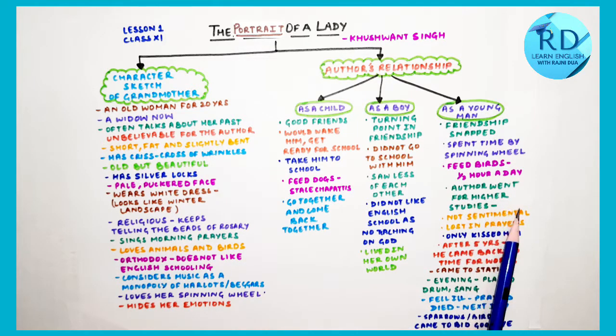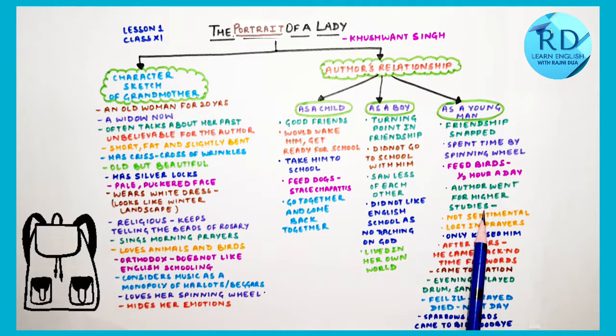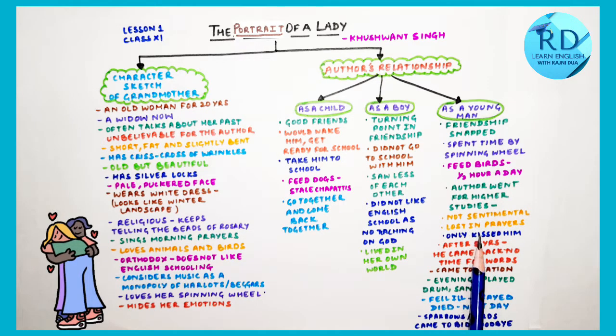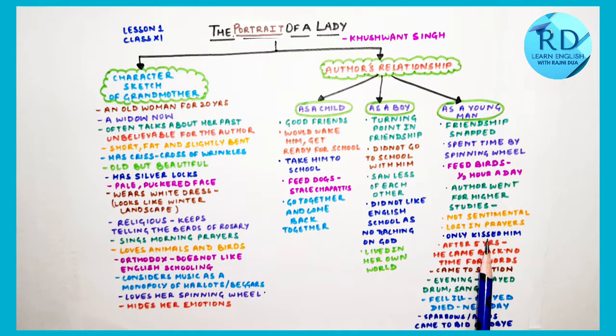The author then went for higher studies for 5 years. She came to drop him at the railway station, but she was not at all sentimental. She just hugged him and gave a kiss on his forehead. And she didn't show any emotion. She continuously kept telling the beads of her rosary, and there was no physical contact between the author and the grandmother, but just that one kiss.